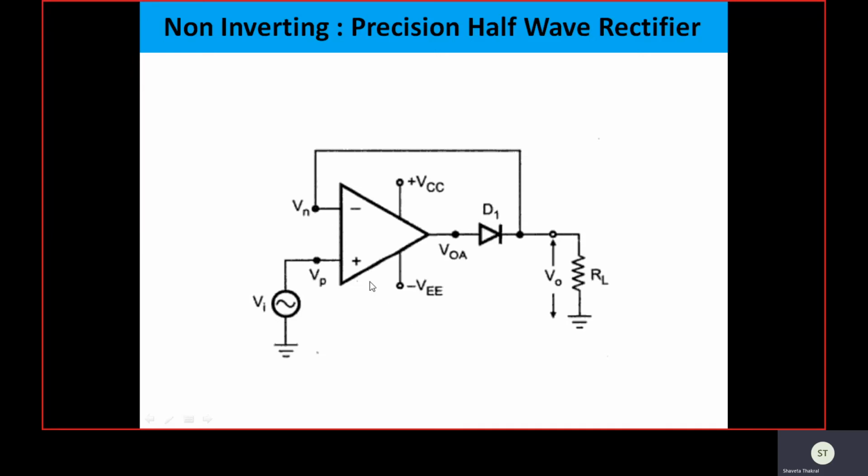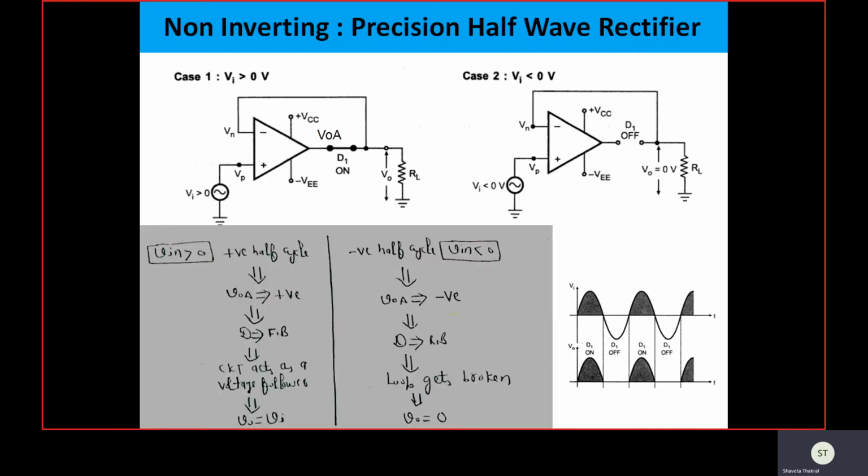We can see here this is the non-inverting operational amplifier, and in the feedback loop of this operational amplifier we have employed one PN junction diode. In this way the circuit is converted to the precision half wave rectifier circuit, and the complete analysis is divided into two cases. In case 1 we consider the positive half cycle, that is input voltage greater than 0 volt, and in the second case we consider the negative half cycle, that is input voltage less than 0 volt.